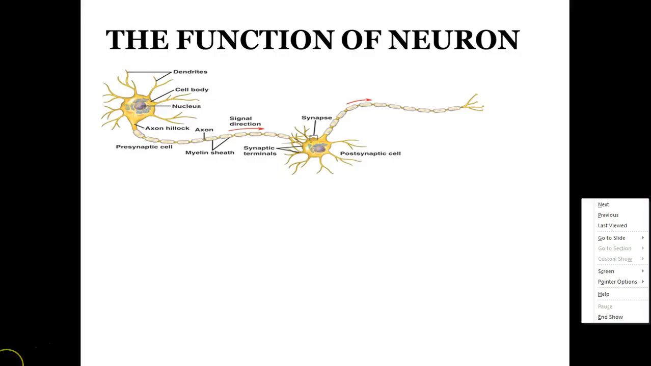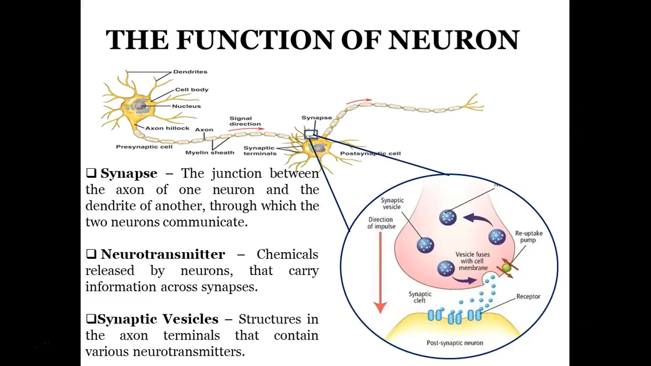Now, to know further, there is a synapse. Synapse is basically a gap or a junction between the axon of one neuron and the dendrite of another neuron, through which the two neurons can actually communicate. So basically what is happening, as you can see there, neurotransmitters are released from a presynaptic vesicle. Neurotransmitters are what? They are basically the chemicals released by neurons that carry the information across the synapses. So the neuron from which information is being transferred is known as the presynaptic cell, and the neuron to which information is being transferred is known as the postsynaptic cell, right?